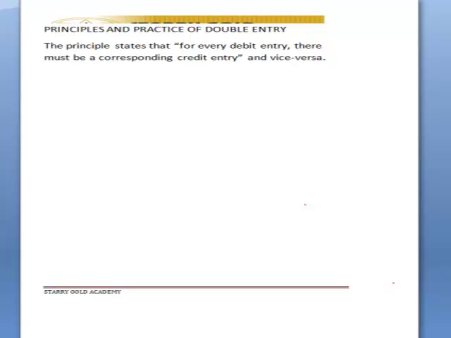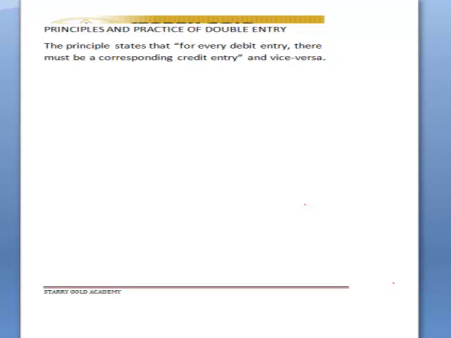Now the principle states that for every debit entry there must be a corresponding credit entry, and vice versa. What we mean here is that for every debit entry, a corresponding credit entry must be made. And for every credit entry, there must be a corresponding debit entry as well. Now, this principle is the foundation of bookkeeping.